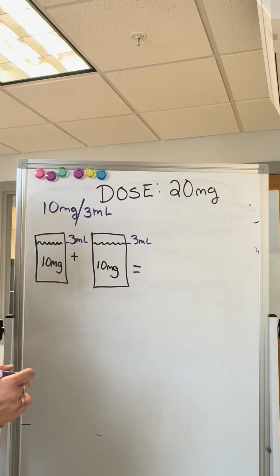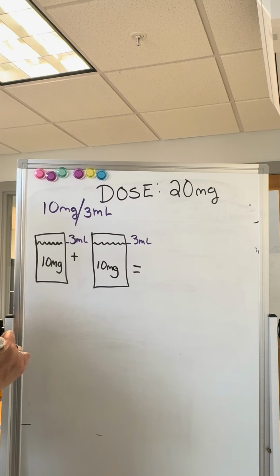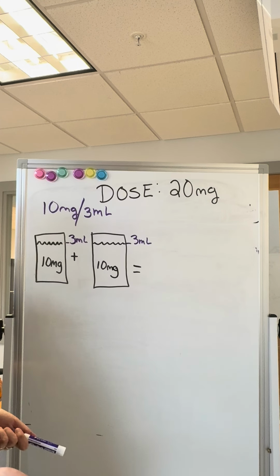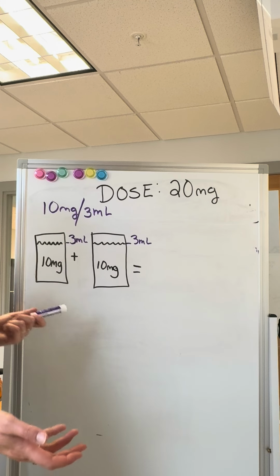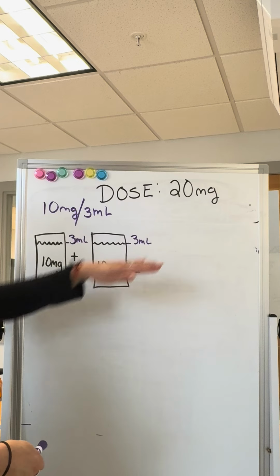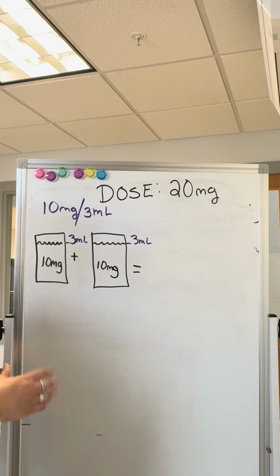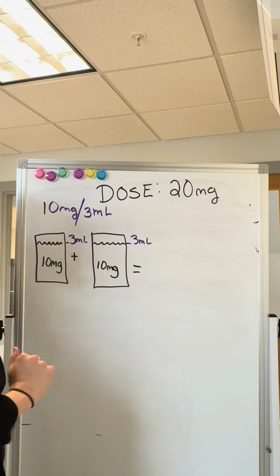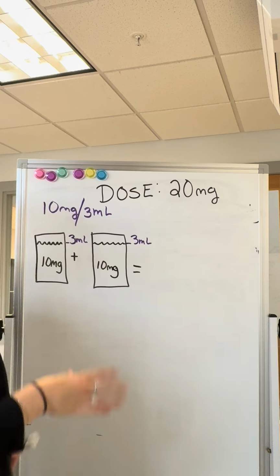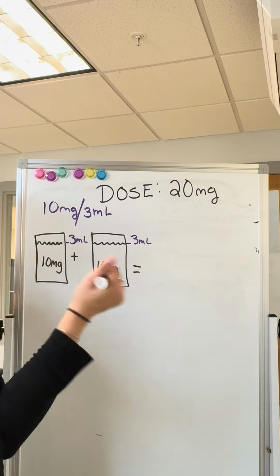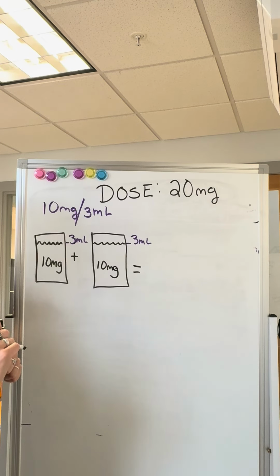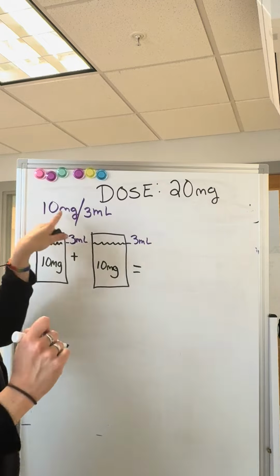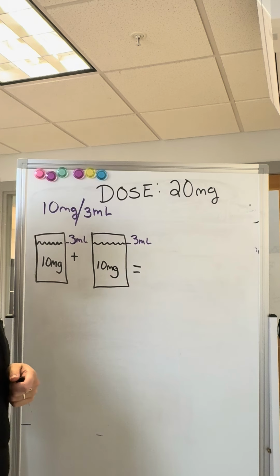Okay, so we could do our algebraic calculation like we did in the last video, or we can think of this in a little bit different of a way. So basically, I have to get to 20 milligrams, right? And instead of using tablets, I have to figure out how many mLs am I going to give in order to give this dose of 20 milligrams. Well, there's a couple things I could do. I could think of this as one unit, right? 10 milligrams per 3 mLs is just one unit. So I already know that 20 divided by 10 equals 2.